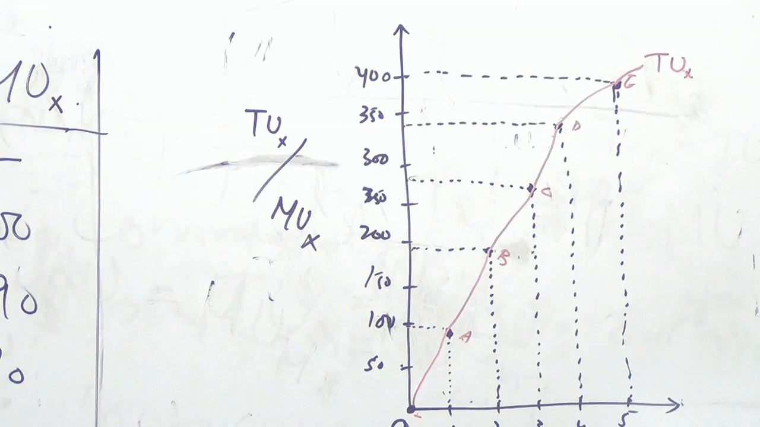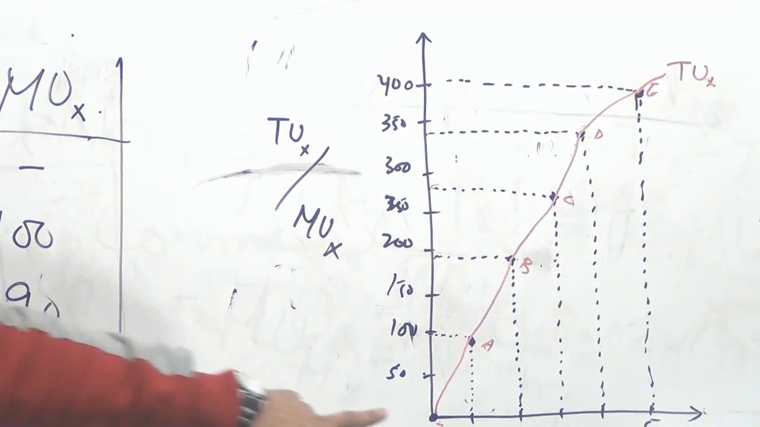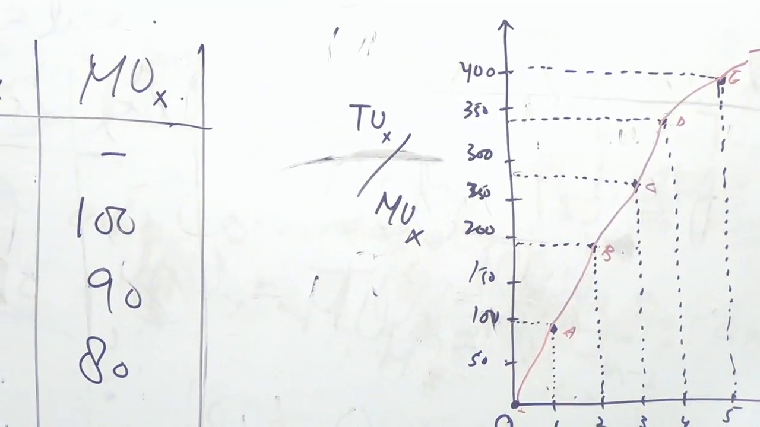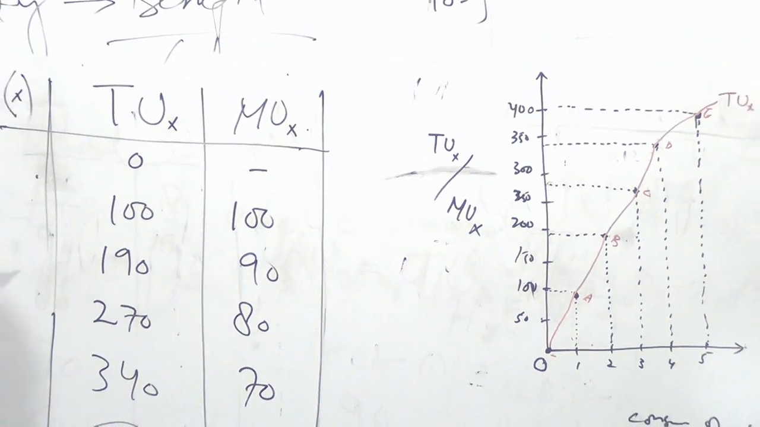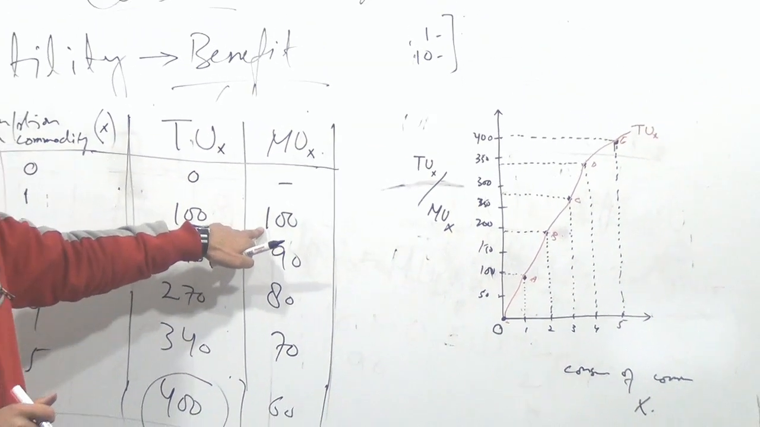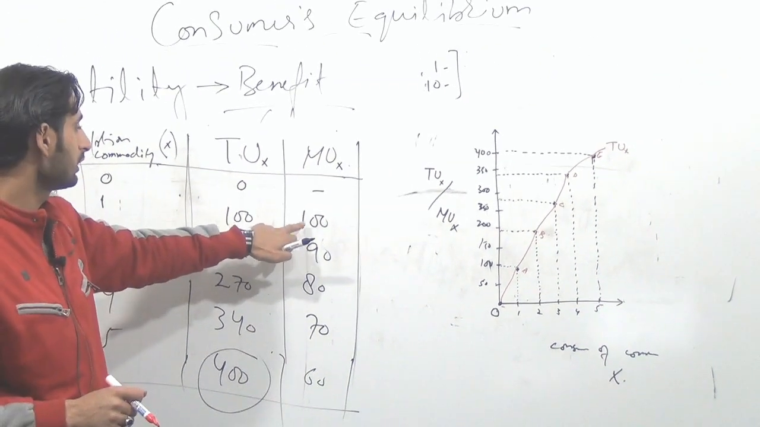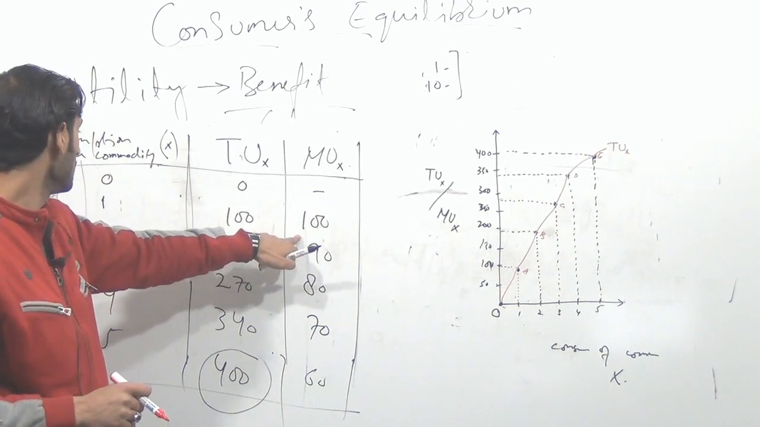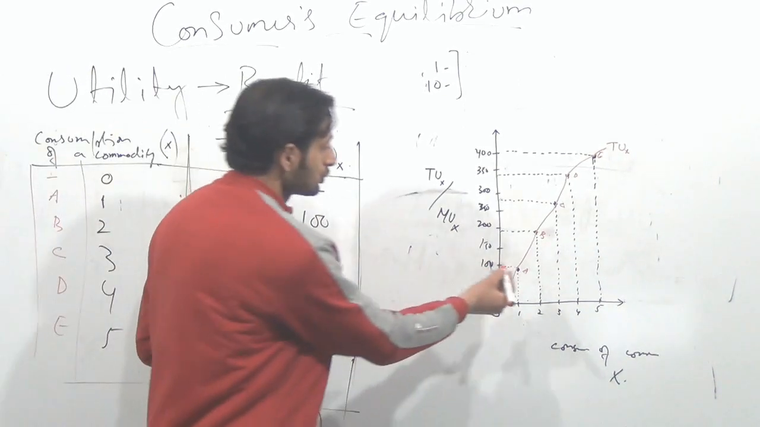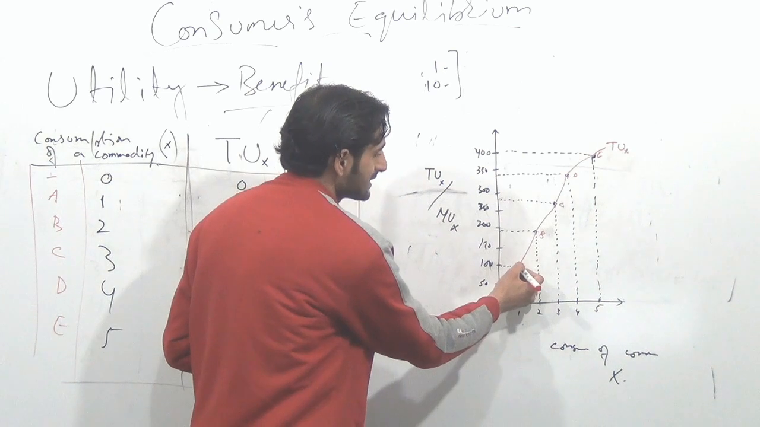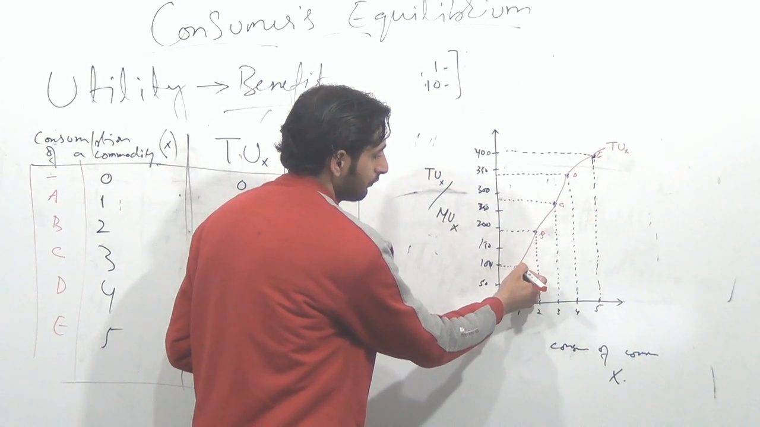What is marginal utility saying? 0 is with the dash, so 0 is with the dash. Leave it here. First unit is imparting 100 utils in the marginal utility section. So first is with the 100. I'll encircle it now. This is my first.